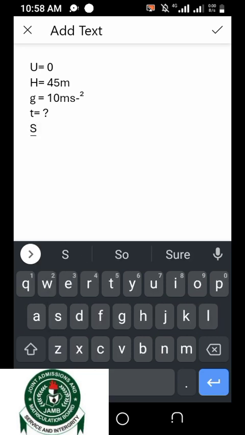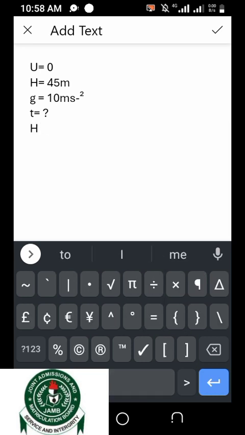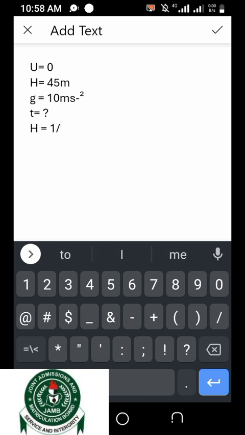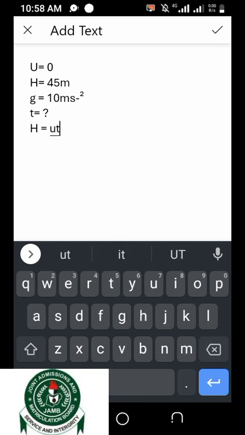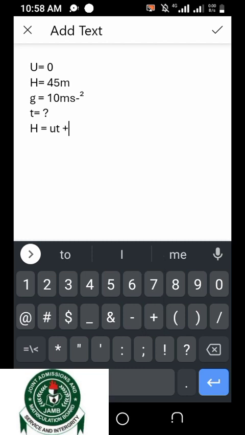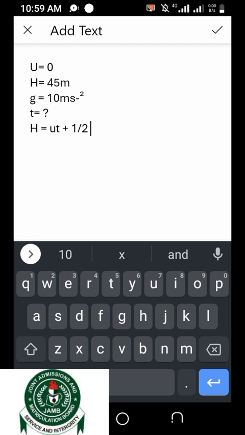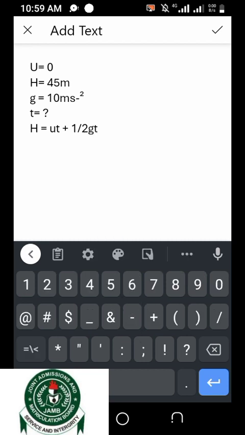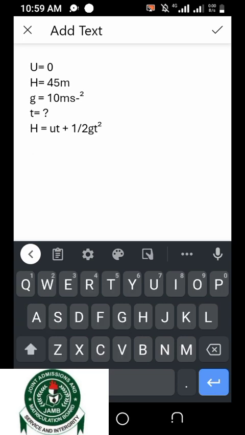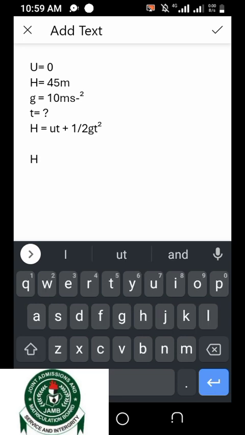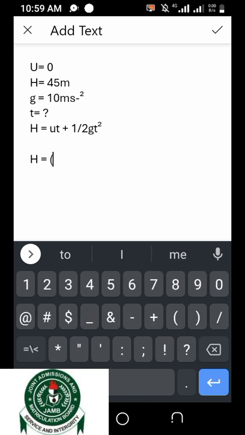Remember s is distance. It can also be written as h, which is height. Remember ut plus 1 over 2. Okay, yeah, it has what we need. And remember acceleration is a. It can also be written as g. Take note. t squared. So this formula has everything we need to look for t. So let's put everything into the equation. Our u is 0, right? Yes, our u is 0.